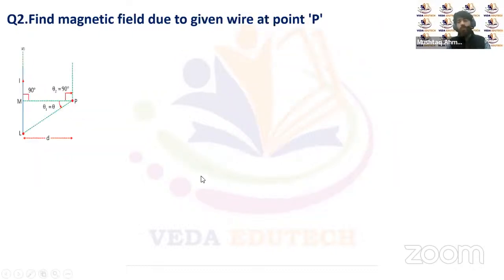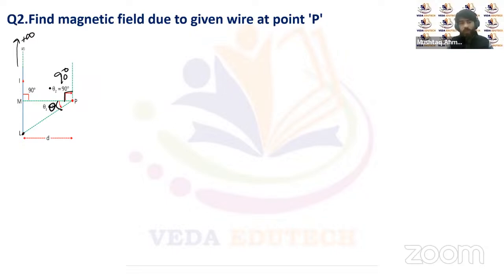Now we have another question. Moving to question number 2: find the magnetic field due to the given wire at point P, right? You can see here we have a semi-infinite current carrying wire, and there is a point P at a distance of d. One end of this wire is making an angle; we can see the point L here. This is the lower end of this wire, and it's making an angle of theta here, right? In the positive y direction, the wire extends to plus infinity, or we can say it will make an angle of 90 degrees with this point P in the positive y direction.